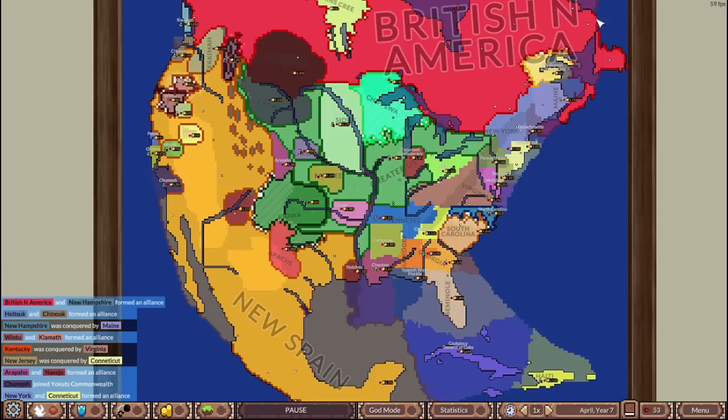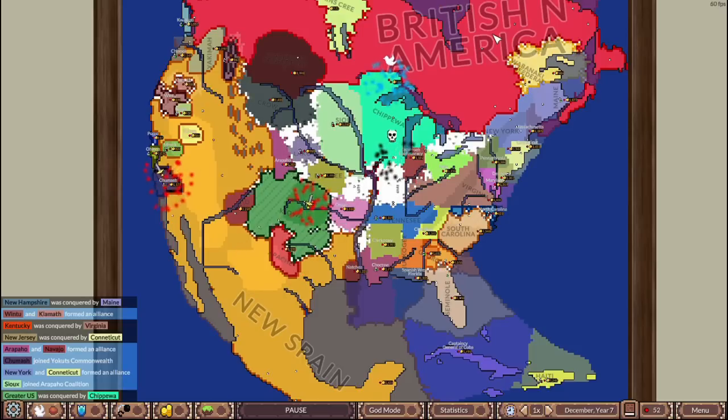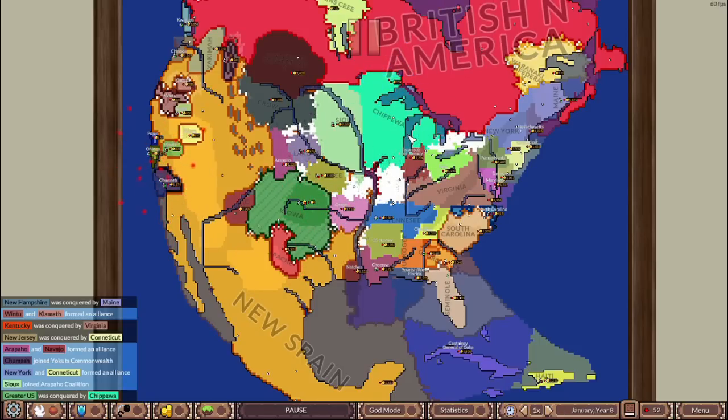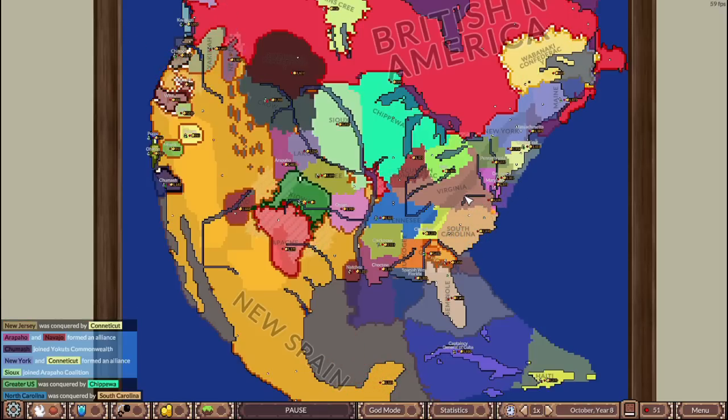However, New York and Connecticut formed an alliance. The Wabanaki Confederacy up here, pushing against the British. And we just had the greater U.S. fall. Alright? To the Chippewa. So the Chippewa are going to get real big in the Great Lakes region.